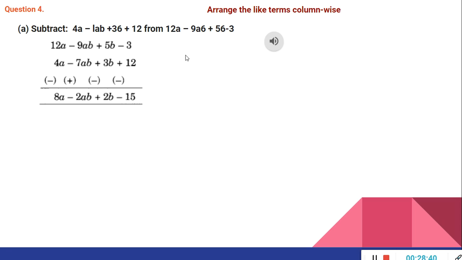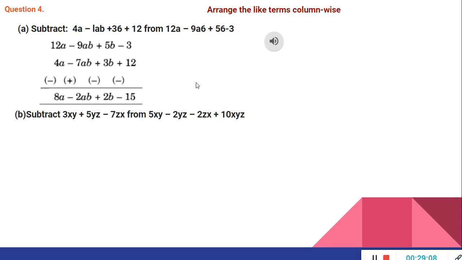So 12 minus 4, that is 8. So 8a. Minus 9 plus 7, so minus 2. So the answer minus 2ab. Plus 5 minus 3 plus 2b. Minus 3 minus 12, both are negative, add together. Minus 15. So the answer is 8a minus 2ab plus 2b minus 15.